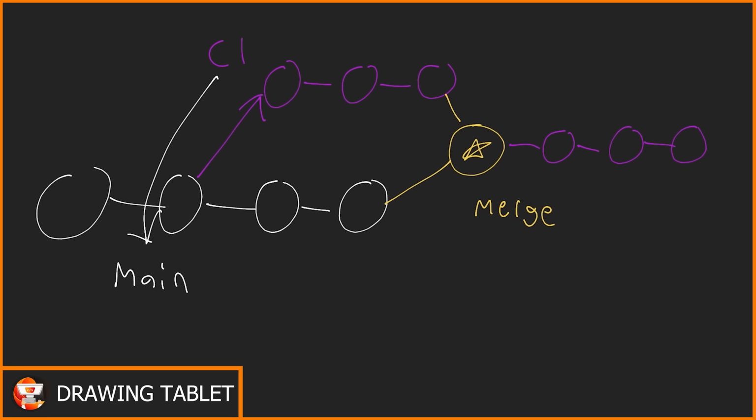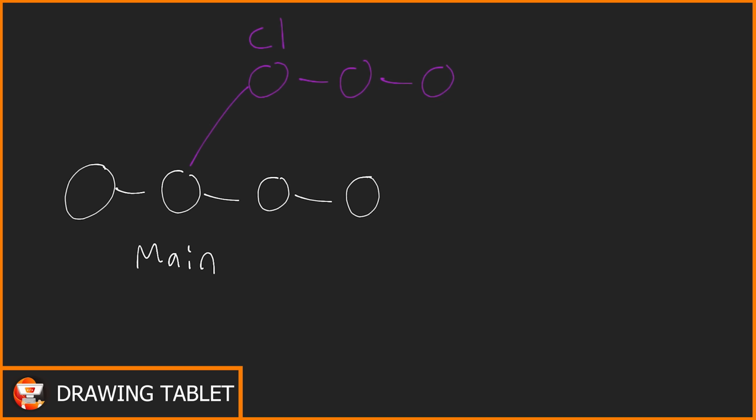Okay. Now let's talk about merge. So I think actually it'll be easier if I just delete all of this. So let's erase all the ink. Okay, so now what happens when we do a rebase?